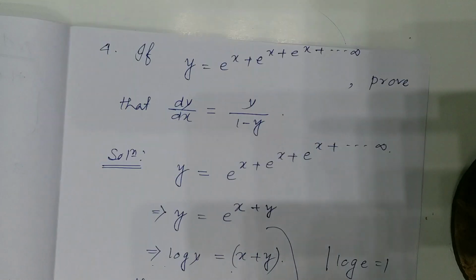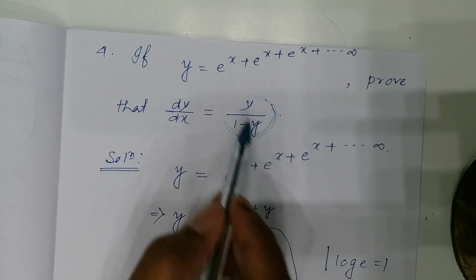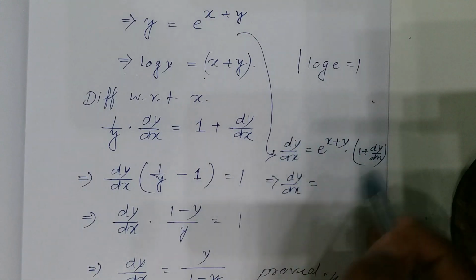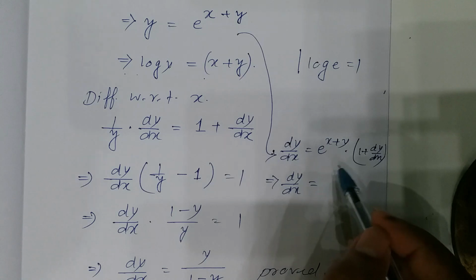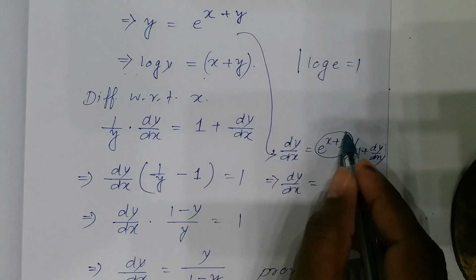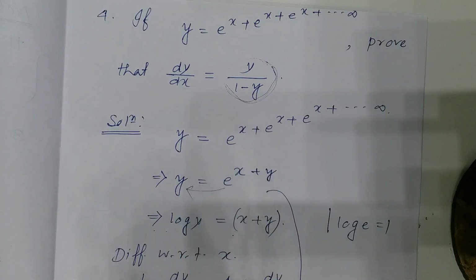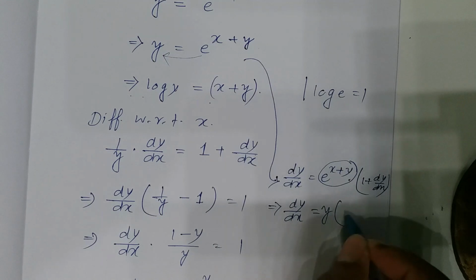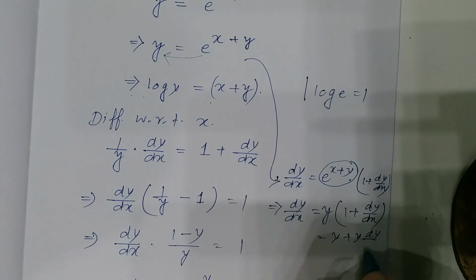In the solution part you see the expression; in the expression we are to prove there is no x, and that is why in this total expression you have to convert all the terms in terms of y. So this e to the power x plus y, which in the question is equal to y, can be replaced by y again, and therefore this is y into (1 plus dy/dx). So it is actually y plus y into dy/dx.